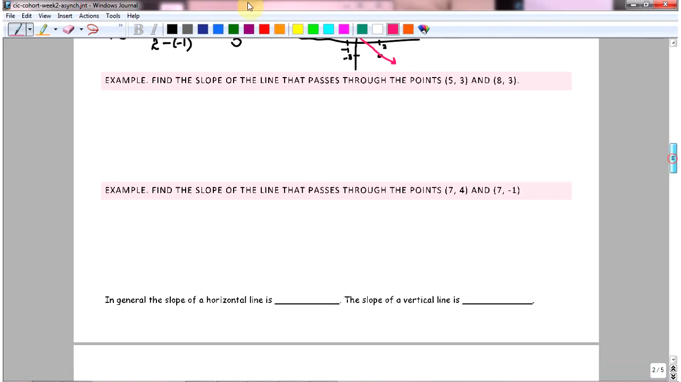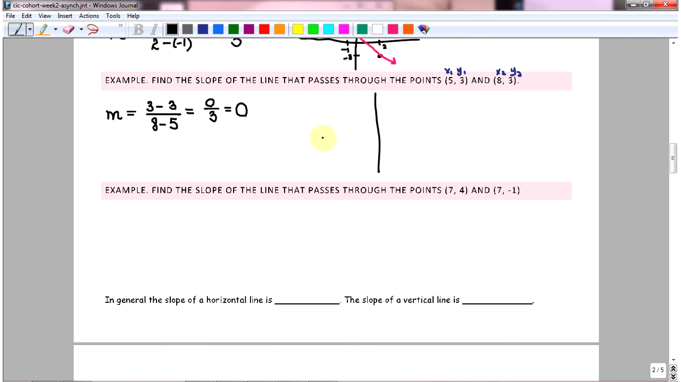Let's look at our next example. Find the slope of the line that passes through the points 5, 3 and 8, 3. So again, we label our x1, y1, our x2, y2. You don't have to do this, but I know that for some folks this is helpful. And now we apply our formula. So our slope, represented by the letter m, is equal to y2, 3, minus y1, which is 3, divided by x2, which is 8, minus x1, which is 5. So we have 0 divided by 3, which is equal to 0.